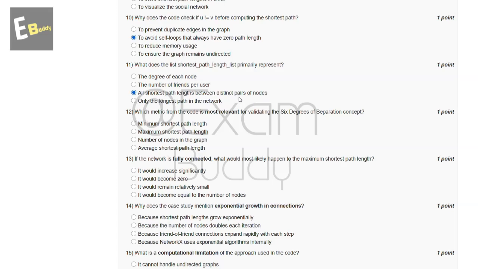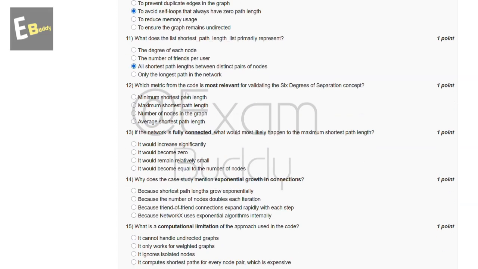And now let's go to our question number 12. Which metric from the code is most relevant for validating the 6 degrees of separation concept? So these are the options, and the answer to our 12th question is D. Average shortest path length.